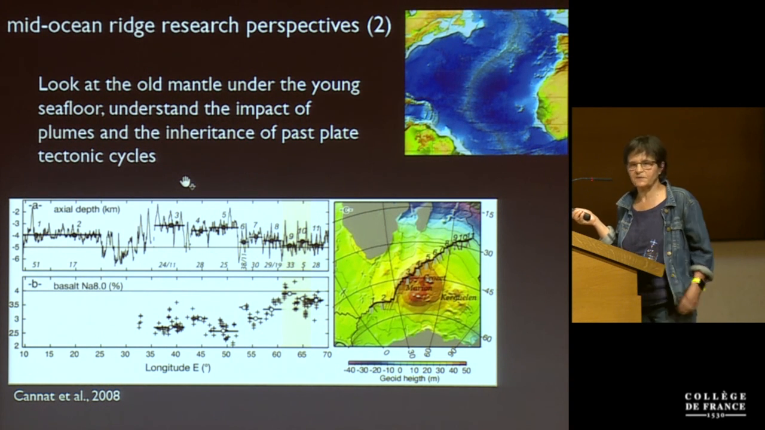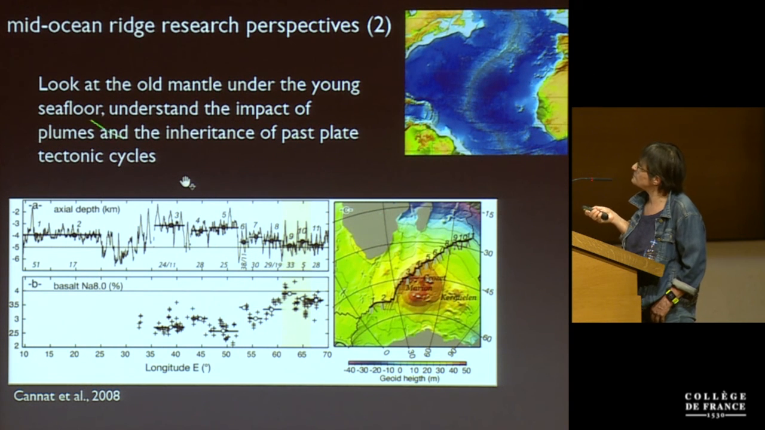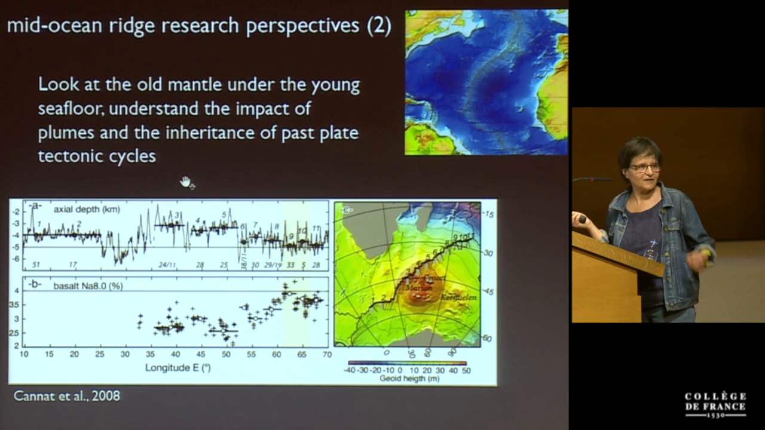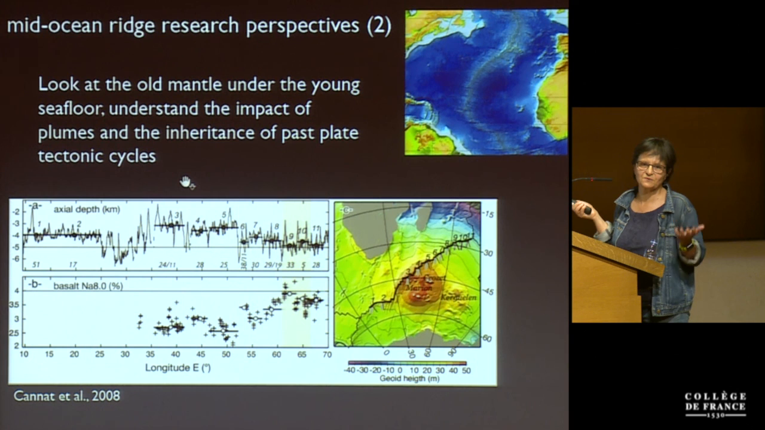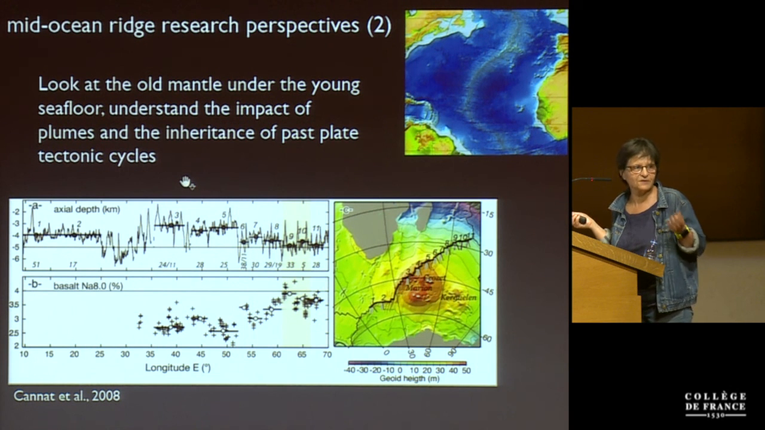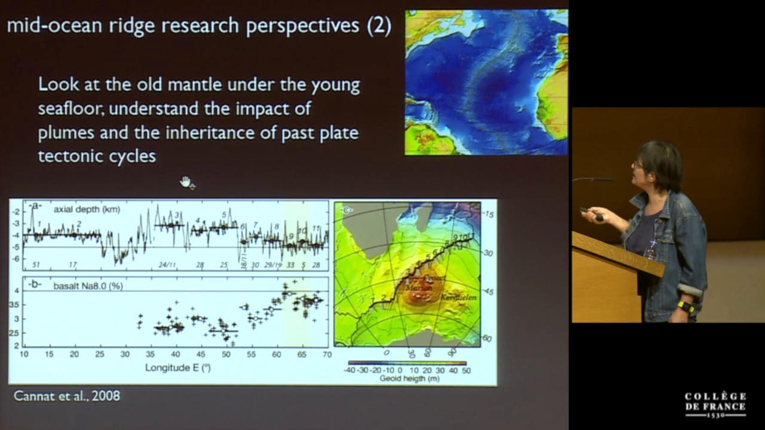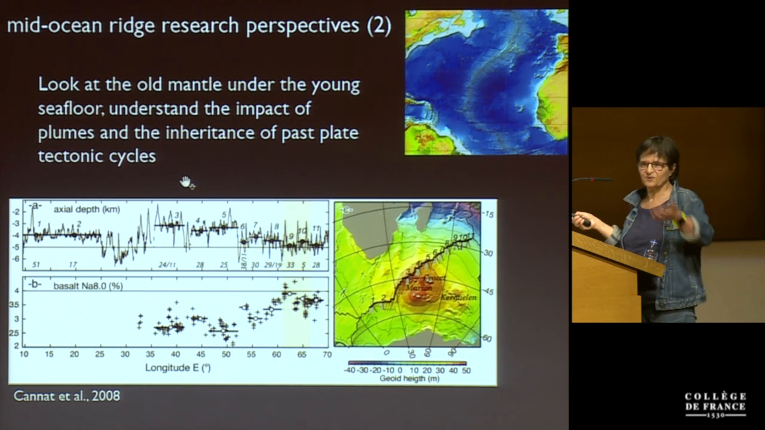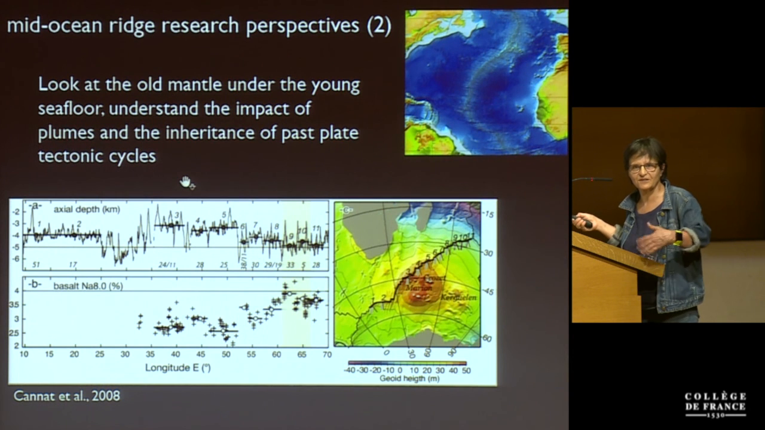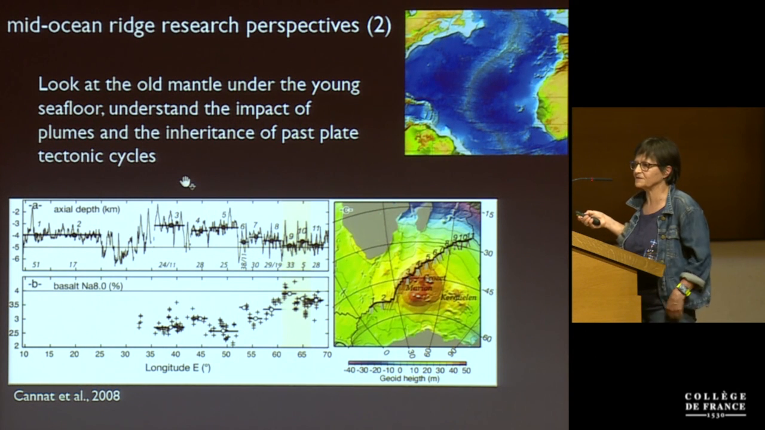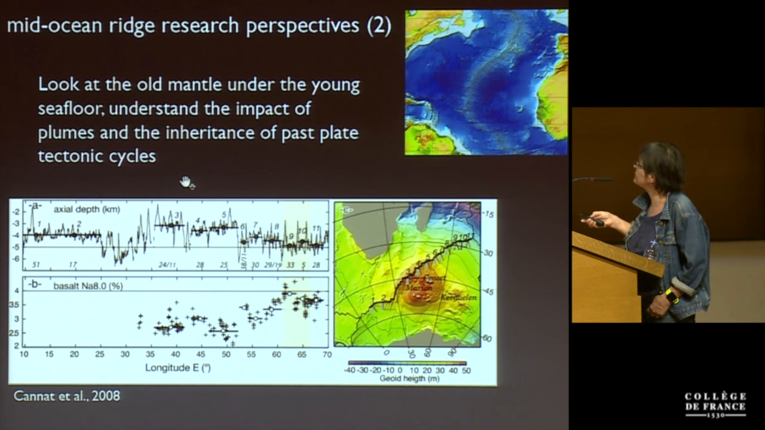What I think is that we need to replace the ridges in order to use them as tools also to better understand what's underneath. We need to try to replace them in the inheritance of the mantle underneath. And also to replace them in the inheritance of past plate tectonic cycles and look at plate tectonic histories. We haven't talked about that much in this conference, but I think it's really important to take that into account.